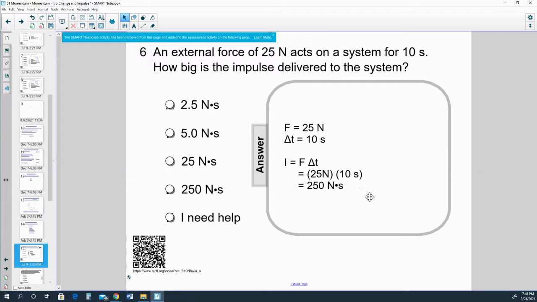Or remember that's also the same units as momentum, which is the kilogram times meter per second. Either units would be correct.